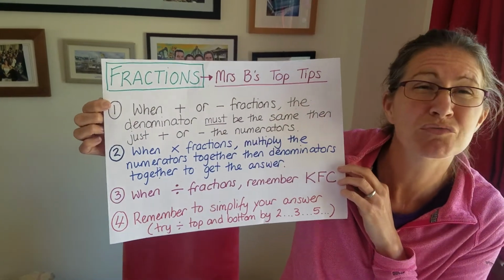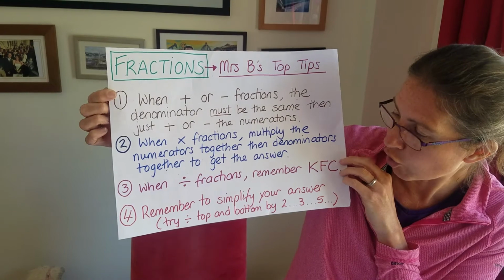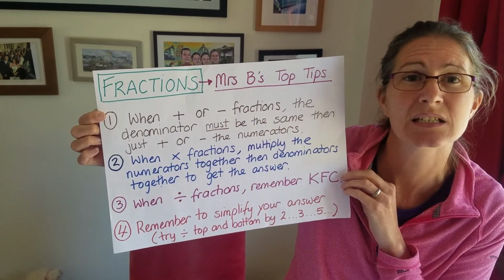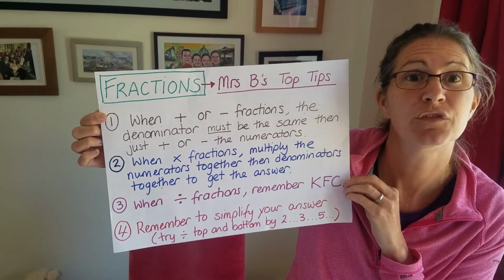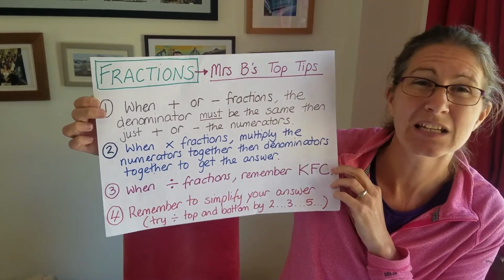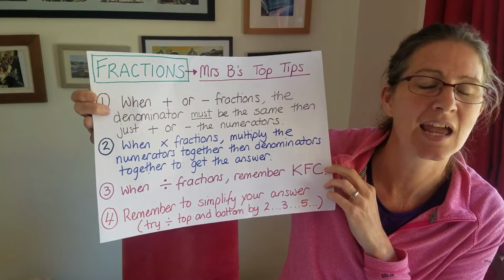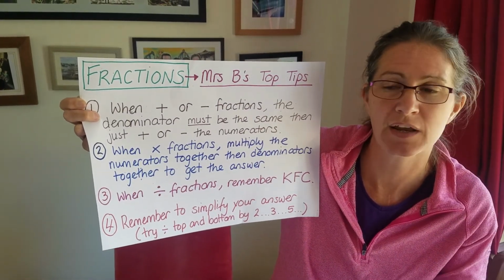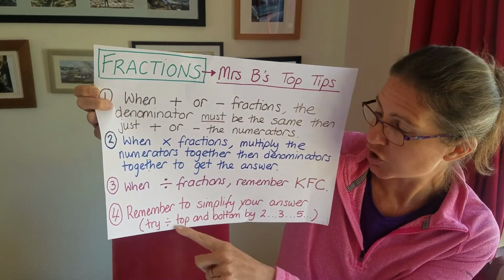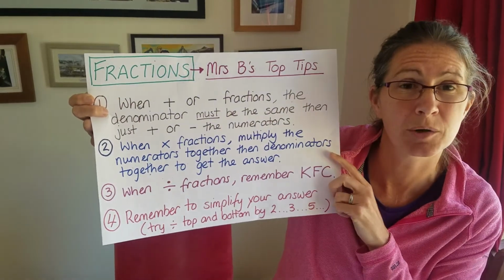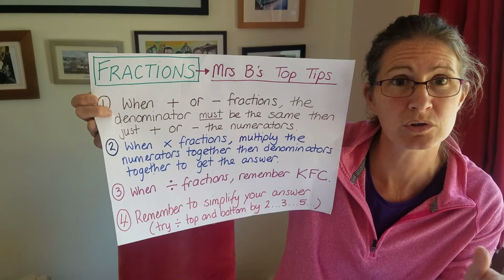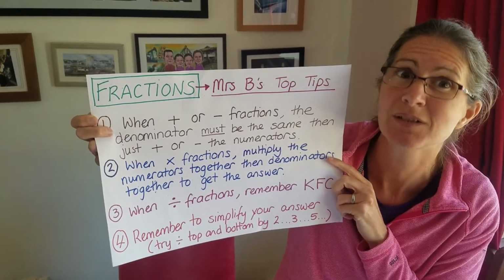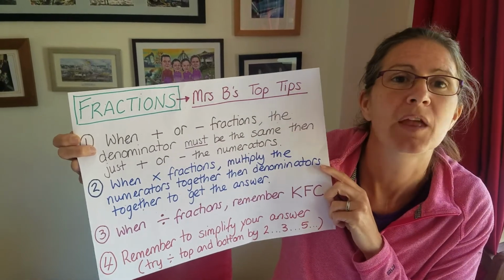And the last one's really, really important, is always remember to simplify your answer. You want to get the easiest, simplest fraction as your final answer. And my cheat tip on this is, yes, you can try and look at your times tables, absolutely, finding common factors, but just try and divide the top and the bottom by 2, and if they don't, try 3, and if they don't, try 5. And more times out of them all, that will work.